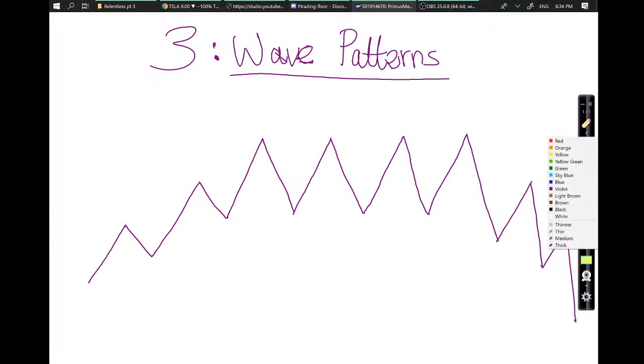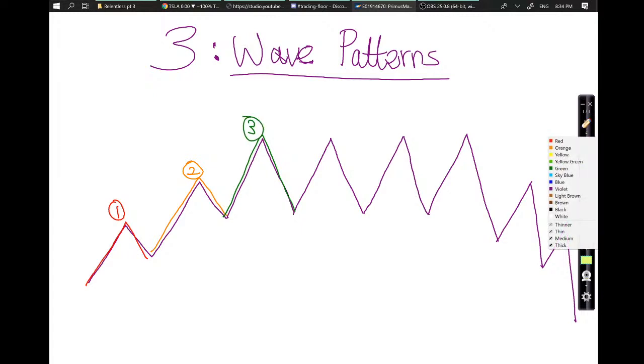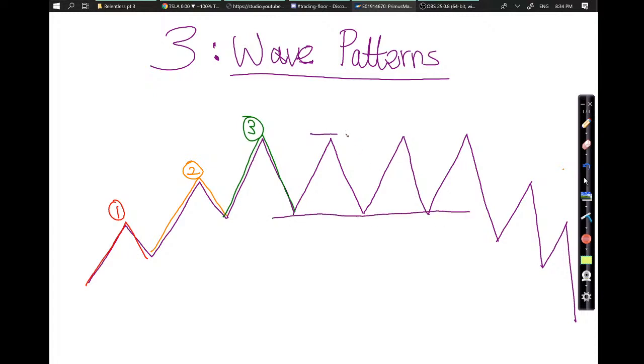So take it as though we have about, and I'm going to draw the waves out in different colors here. So this is wave 1. And we'll use orange for this one. Wave 2. Okay. And then we'll use green for this one. Wave 3. Okay. And then you generally have this consolidation phase, which is usually formed also of about 3 waves. Okay.